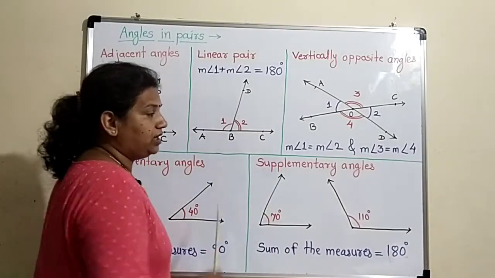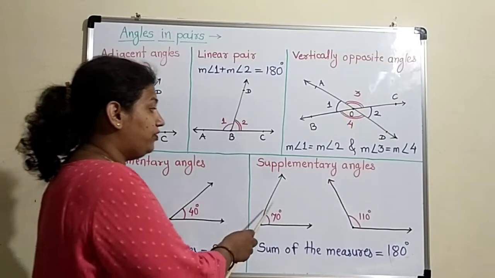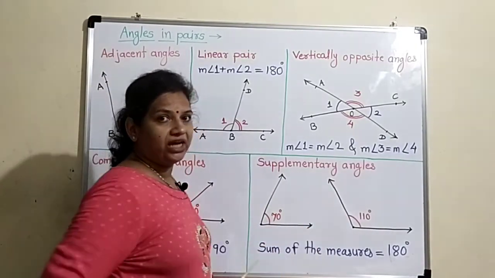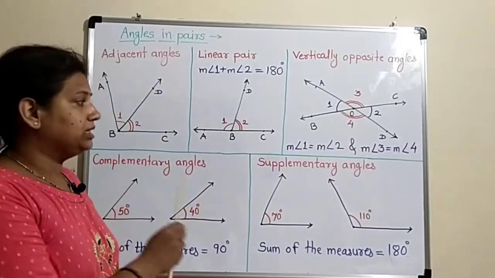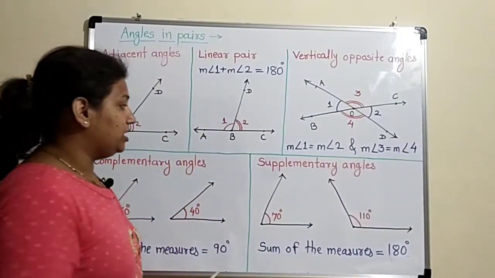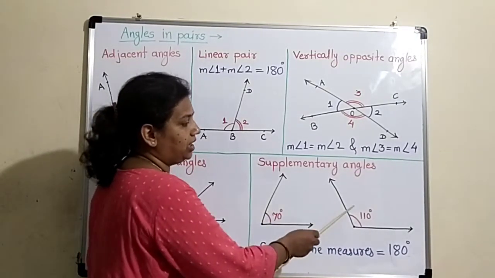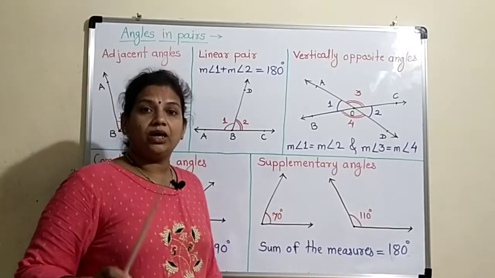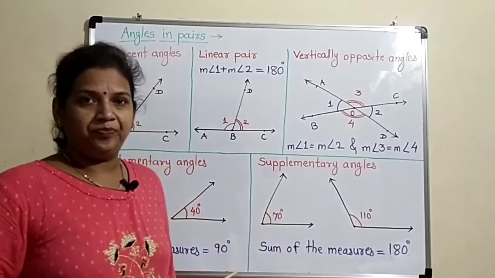The next pair is supplementary angles. Here when the sum of the measures of two different angles is 180 degrees, they are forming supplementary angles. Here an example is given, an angle of 70 degrees and 110 degrees. The sum of their measures is 180 degrees. That means they are supplements of each other.